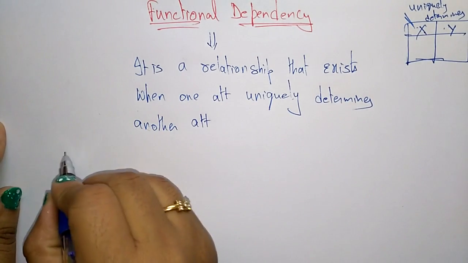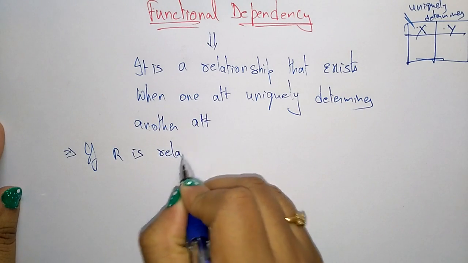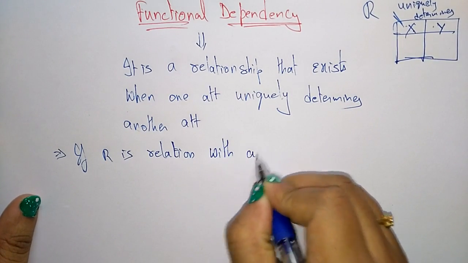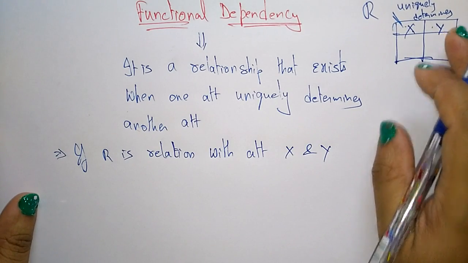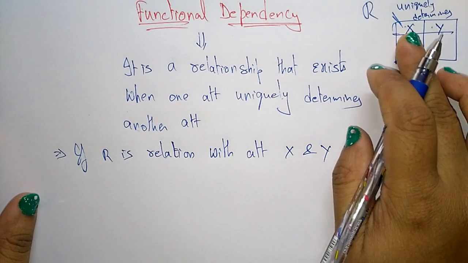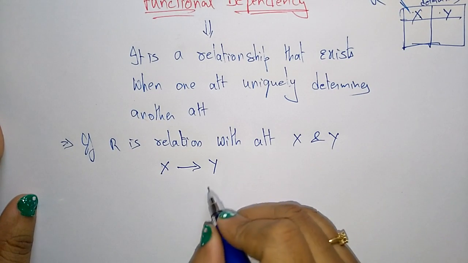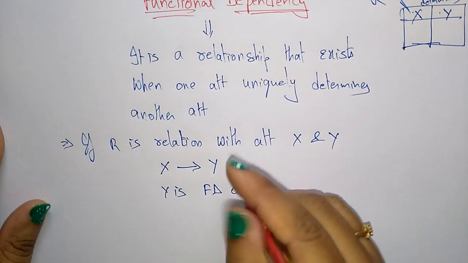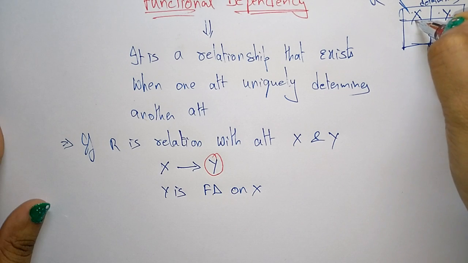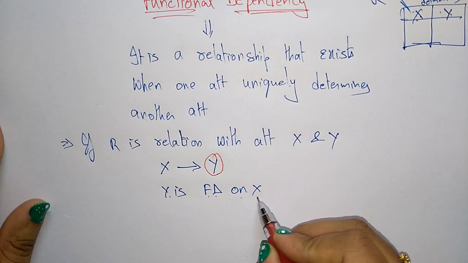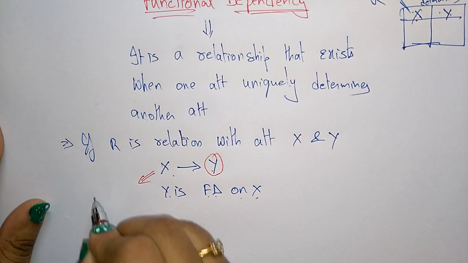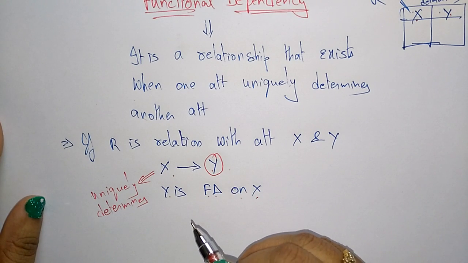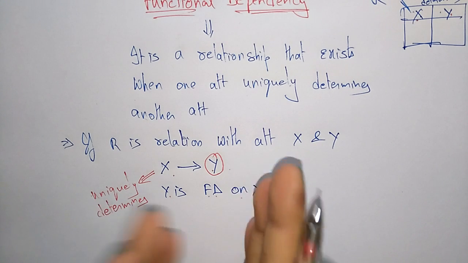Okay, so let us take R as a relation, which is nothing but a table, with attributes X and Y. Here a functional dependency between these two attributes is represented as X points to Y, which specifies Y is functionally dependent on X. It means this Y attribute depends on the X attribute. Why is Y dependent on X? Because X always uniquely determines the Y value. So this is a functional dependency. It means one attribute depends upon another attribute.